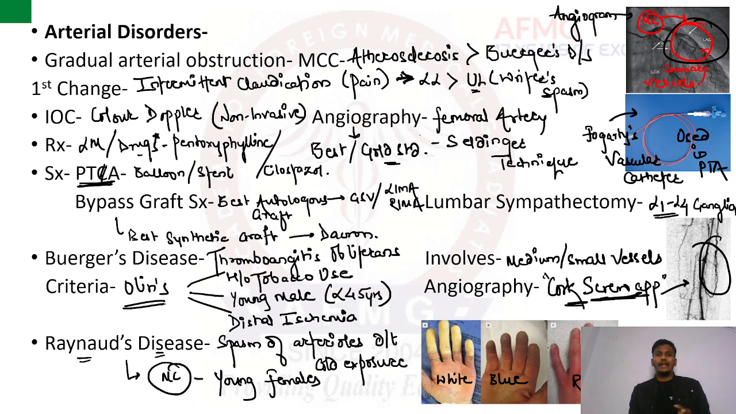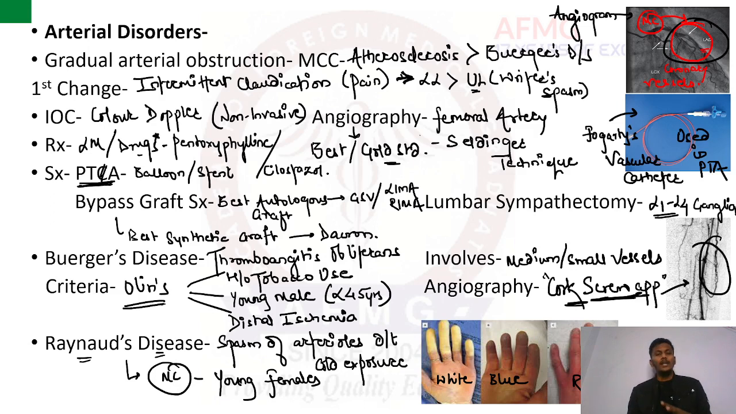Moving further, talking about vascular surgery, arterial as well as venous disorders, we need to discuss some important points from which questions had come earlier. If we start our discussion with arterial disorders, first of all, gradual arterial obstruction. Gradual means it is slower in onset; over a period of time it will develop. The most common cause of gradual arterial obstruction is atherosclerosis, followed by Buerger's disease. I hope this is fine.